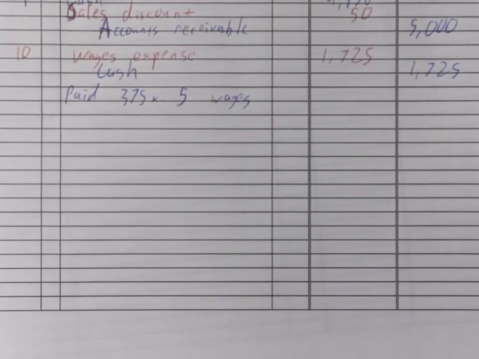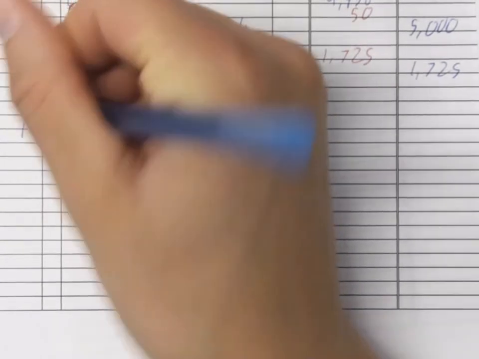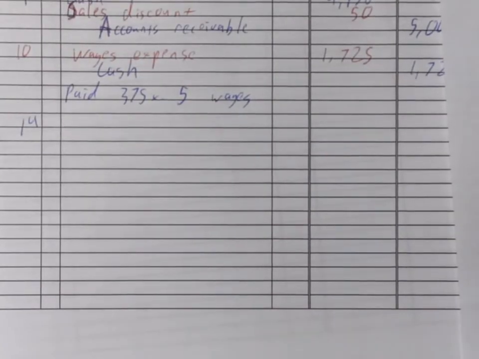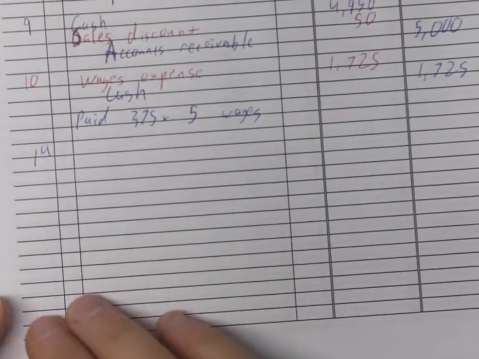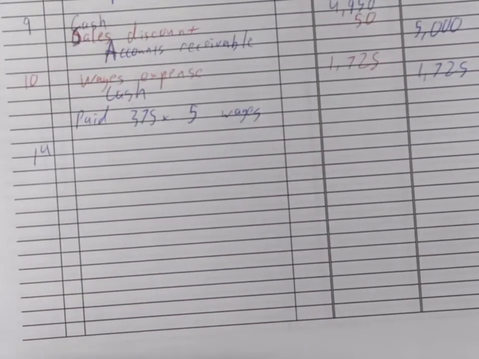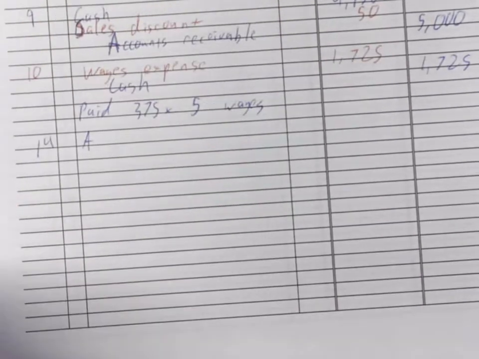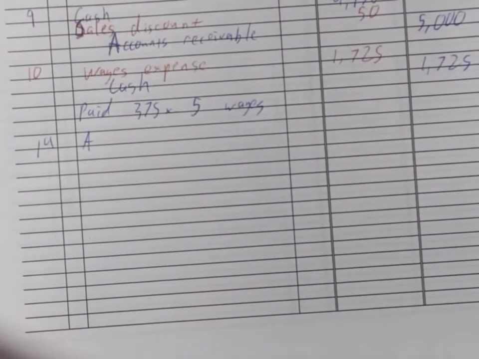Okay, so that one's a fairly straightforward one. Let's do the 14th. This one is when we actually return merchandise to Ledcor. In this case, it should just be that we are debiting accounts payable because we, oh, yes, McKenna? Is wages expense different than salaries expense?